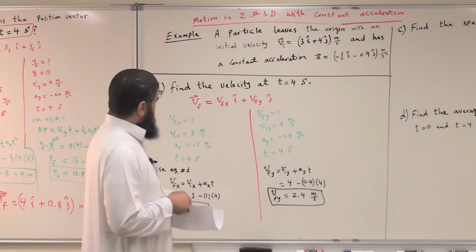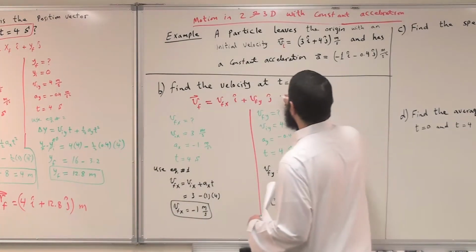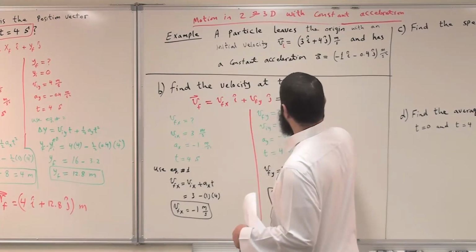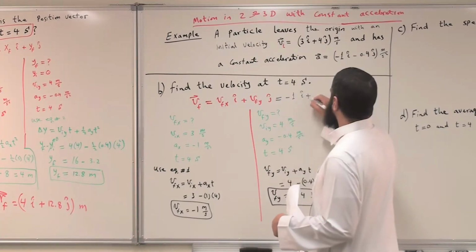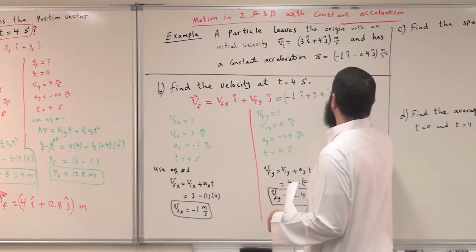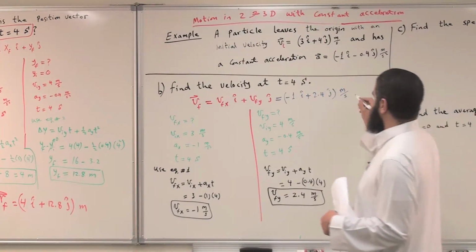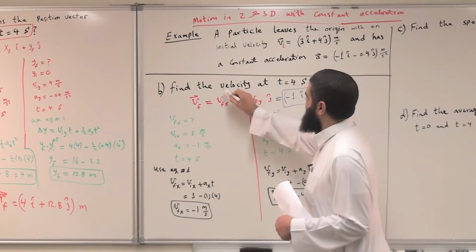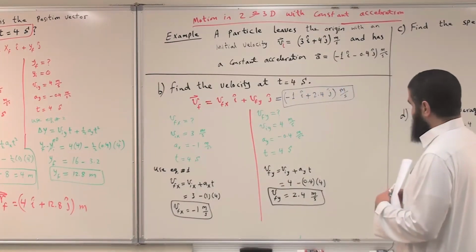So the final velocity has two components, so I can give my answer here, plug it in this formula. So v final is nothing but -1 in the i direction plus 2.4 in the j direction, and the units, always don't forget to put the correct units. So this is the answer for part B. He's asking about velocity, and the velocity is a vector, so I should give it to him in vector notation.